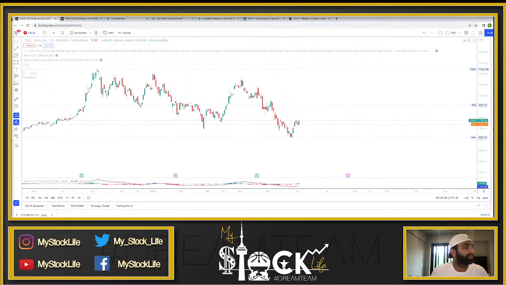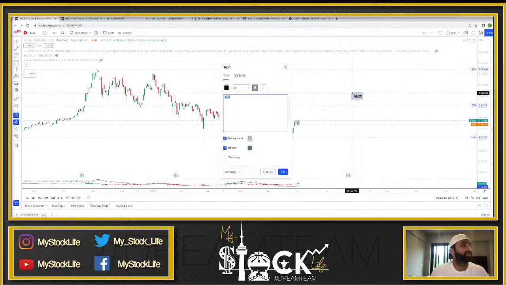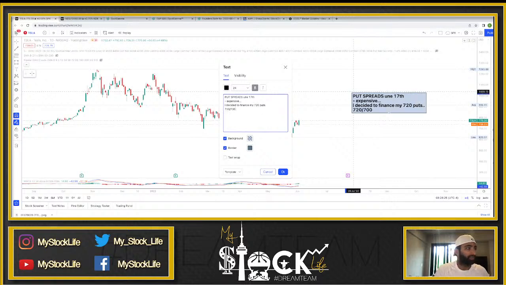And on Tesla, one thing that I do want to cover is that I bought the put spreads on it. The reason I bought put spreads for June 17th, instead of buying naked puts, is that naked puts were way too expensive. They were very expensive. So I decided to finance my 720 puts. So I bought the 720 and 700 puts for roughly, I think, $6.80, I believe. I paid a little bit more for them for the fills, so that's fine.